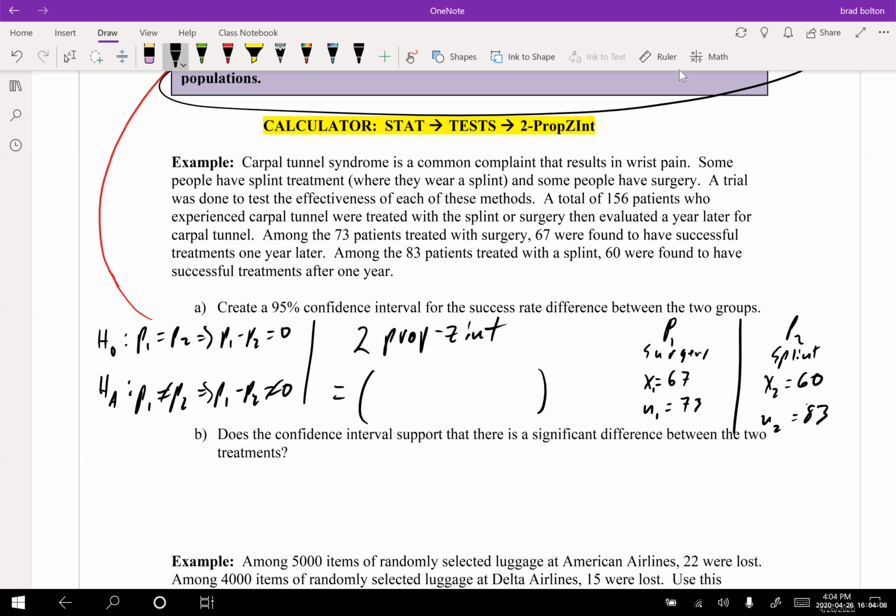So let's go to our calculator once again. Let's go to stat test, 2 prop Z int. I think that's way at the bottom. Yeah, so on mine it's letter B. So 2 prop Z interval, and it asks for X1. So this is why I wrote these down. So 67 successes out of 73. Then we have 60 successes out of 83. And our confidence level is 95.